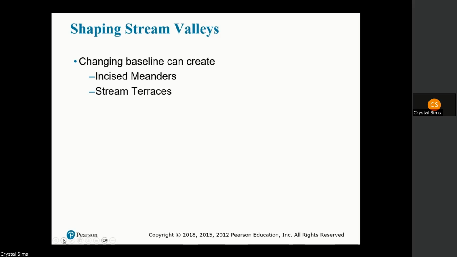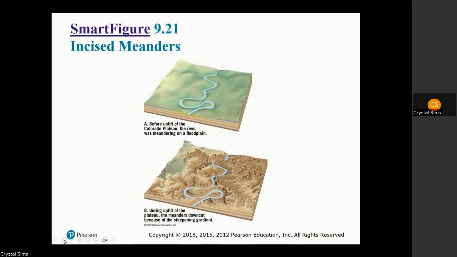And so we see a lot of these incised meanders out west, particularly around the Colorado Plateau. So in areas of Colorado, Utah, New Mexico, Arizona, in that area, where there was a regional uplift of that entire plateau. And so the first page of this chapter shows you a picture of an incised meander, or a couple of them, in Canyonlands National Park in Utah.